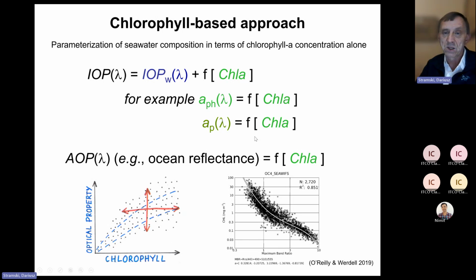This approach has serious limitations, because at any given chlorophyll concentration, you have very large variations in any IOP or AOP in the ocean. And even in these commonly used chlorophyll-based models, when chlorophyll is linked to ocean reflectance, you have enormous variability. For any given reflectance value, you can have very, very different values of chlorophyll.